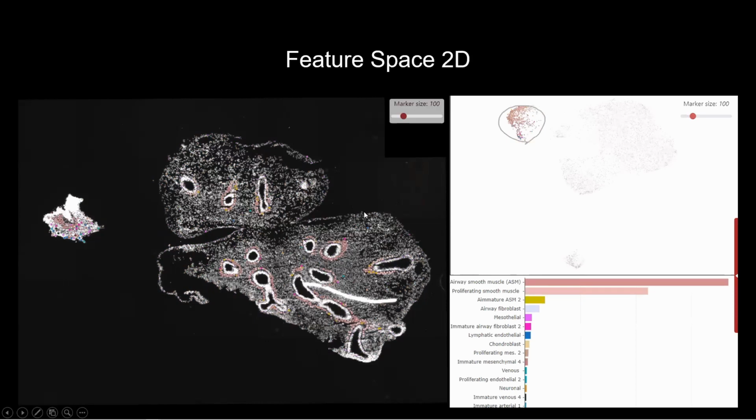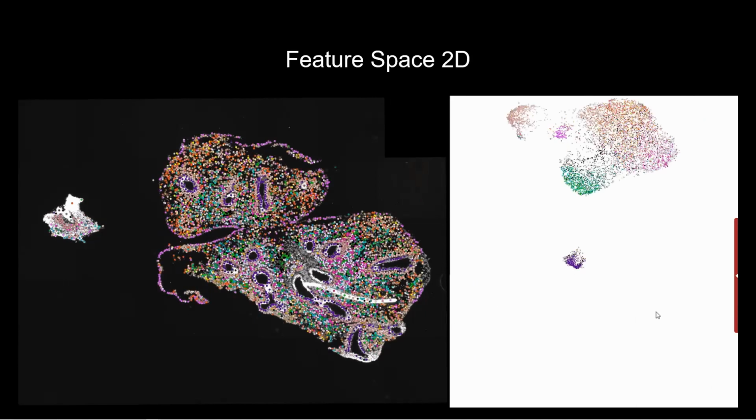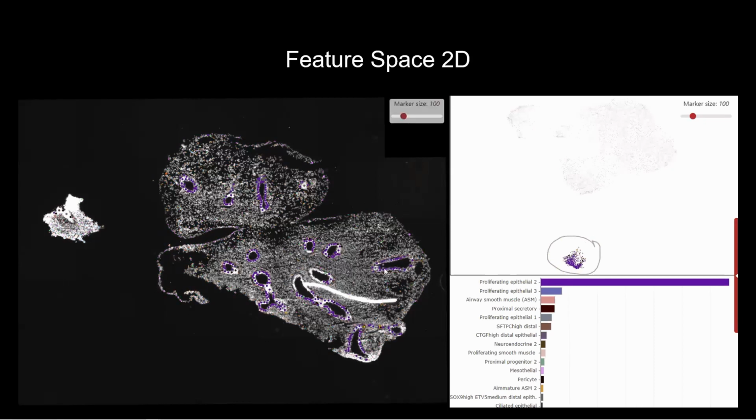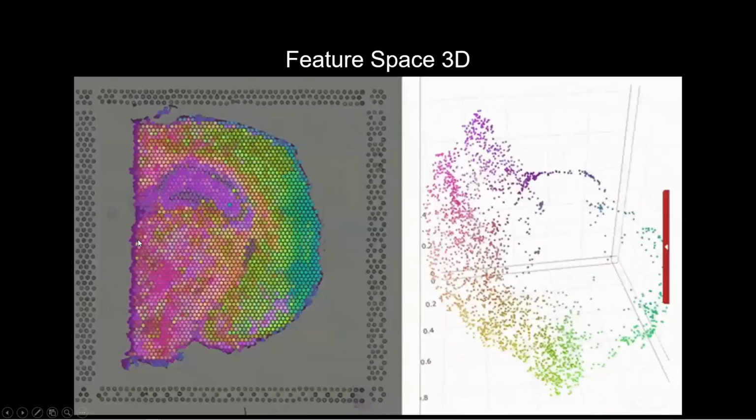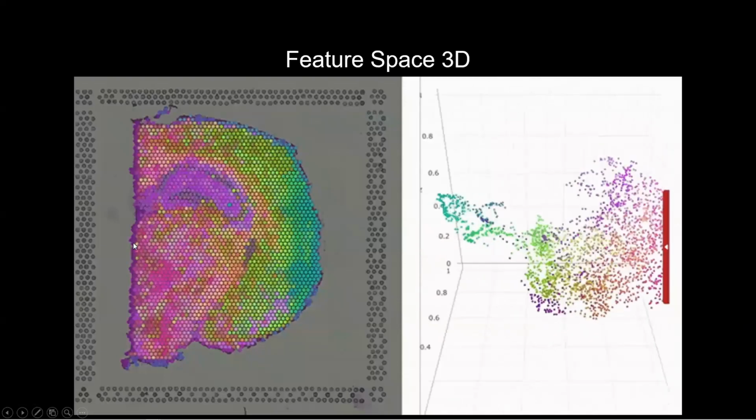So this is very convenient if you want to understand your UMAP data, for example, or if you want to see where some cell types are in UMAP and in the data. The coloration and everything will be the same on the left and the right. Another way to display the feature space is in 3D.